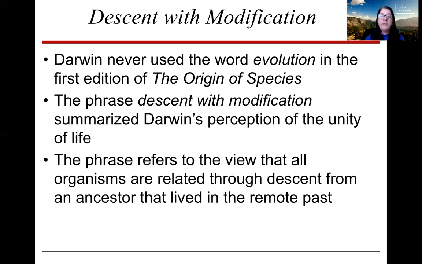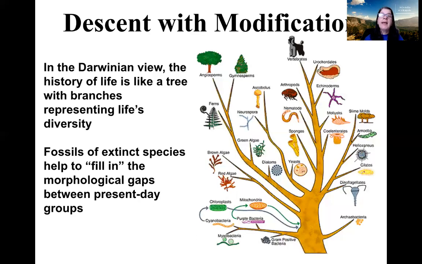And again, this phrase refers to the fact that all organisms are related through descent from an ancestor that lived in the remote past. And that descent with modification is usually represented by models called phylogenetic trees, or the tree of life. It represents that very fact that we all descended from a common ancestor and we branched off and we're now very different. We do have something in common, we're also very different.